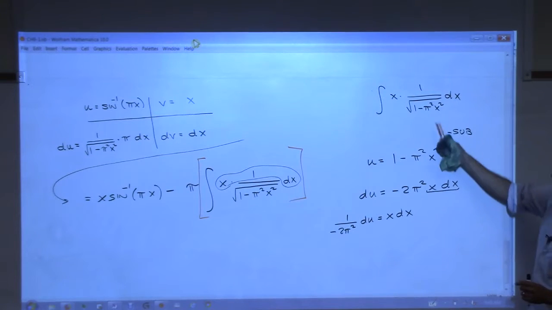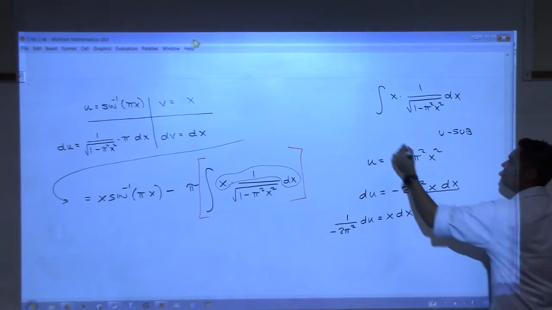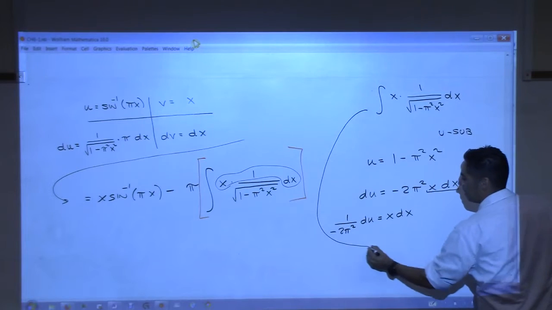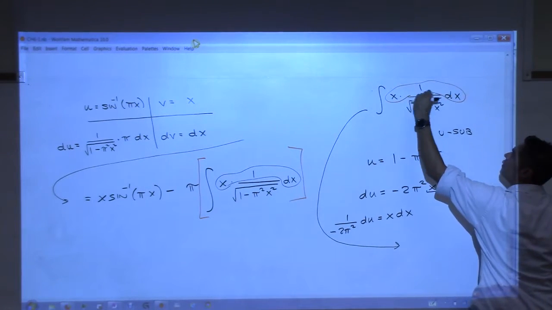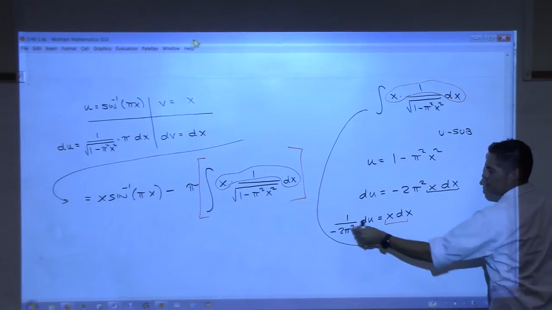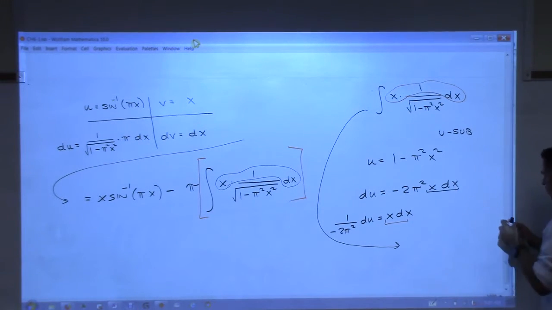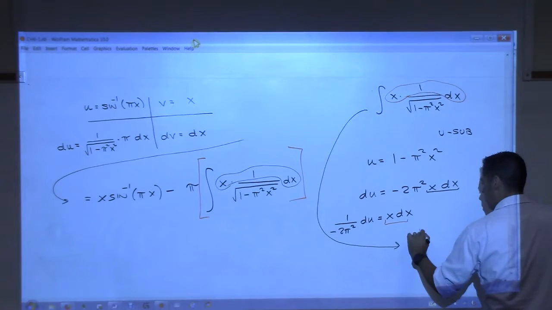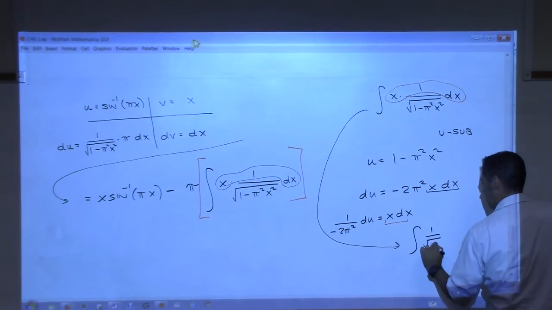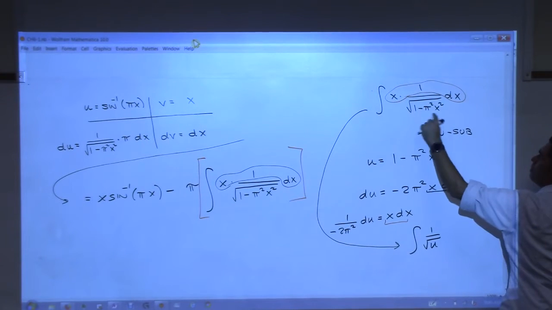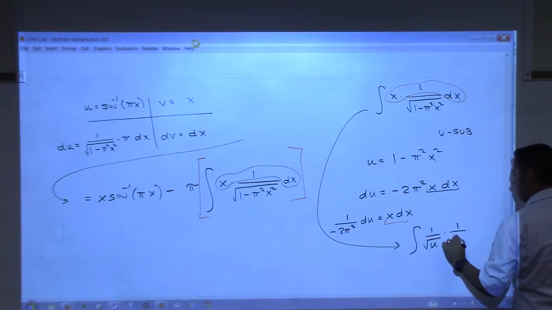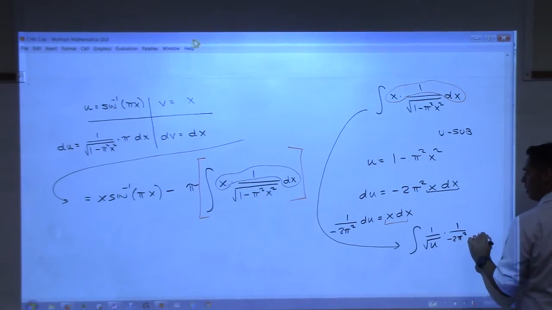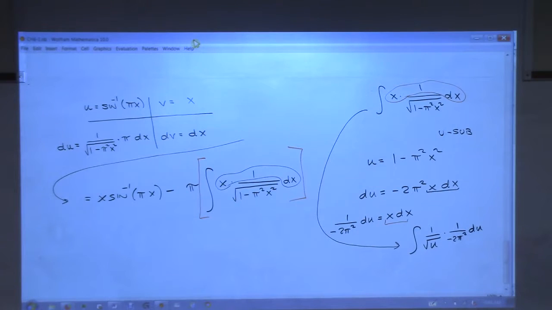When we did that, we did a basic U substitution. And what does this new integral become? So we know that this is this thing, right? So it's all that. And then whatever's left was 1 over what? 1 over root u. Right? 1 over the square root of u. That was our U substitution. And then the rest of it is just 1 over negative 2 pi squared du. I can pull this whole constant out.